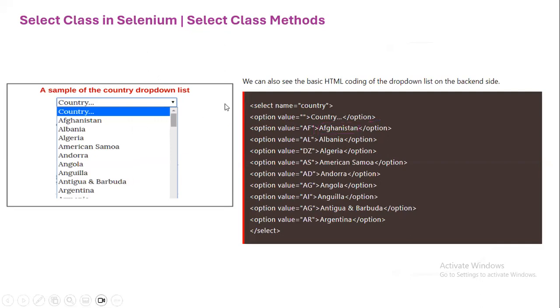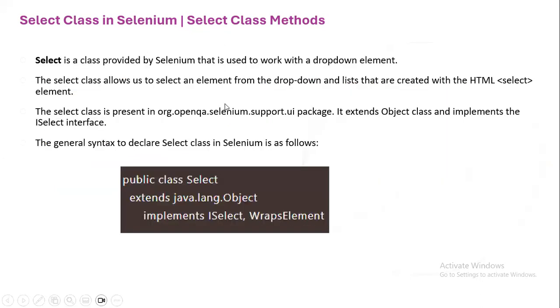To work with a drop-down list element, Selenium provides one class, the Select class. So Selenium provides the Select class that is used to work with drop-down elements. Using the Select class, we can work with drop-down elements in Selenium. So let's try to understand how we can work.